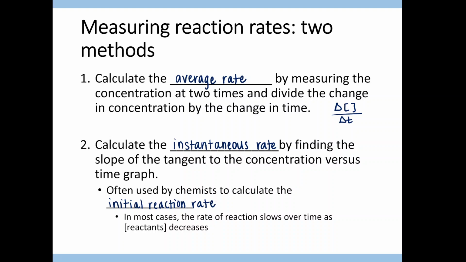This is often used by chemists to calculate the initial reaction rate. So when a reaction starts, what that rate is. And in most cases, remember the rate is affected by the concentration of reactants. As a reaction occurs, the concentration of the reactants is decreasing. So the rate often decreases over time as the concentration of reactants decreases.